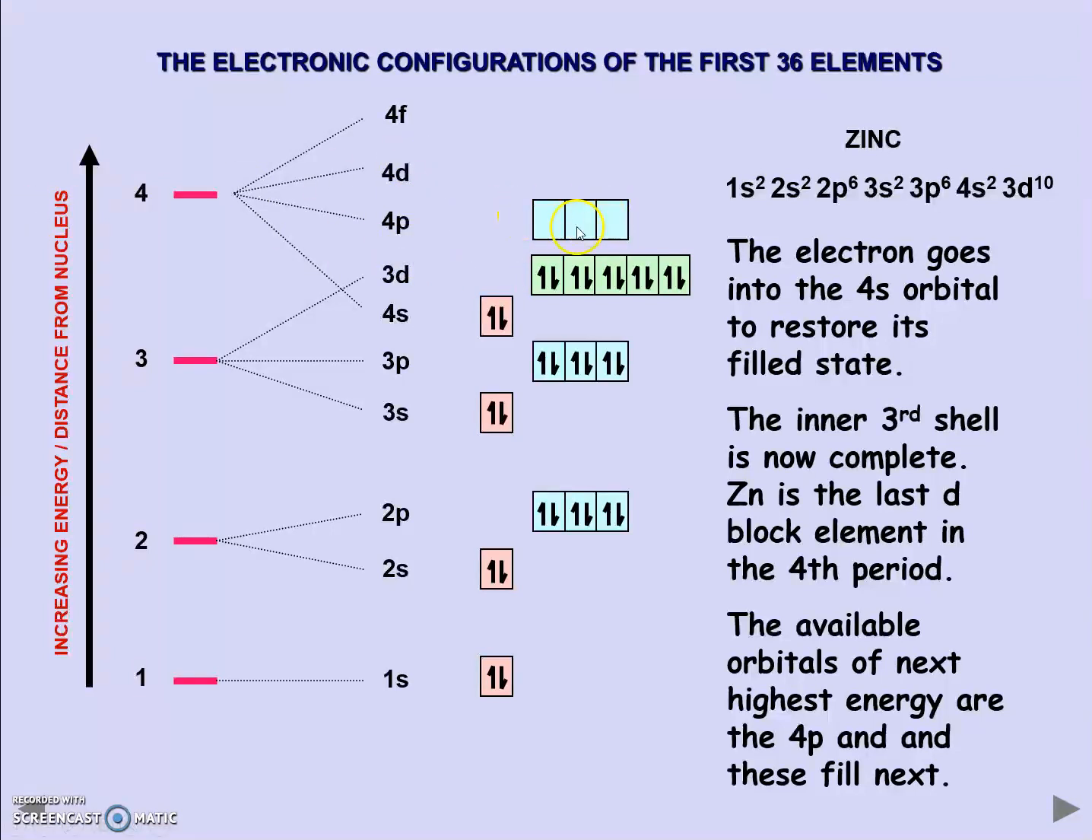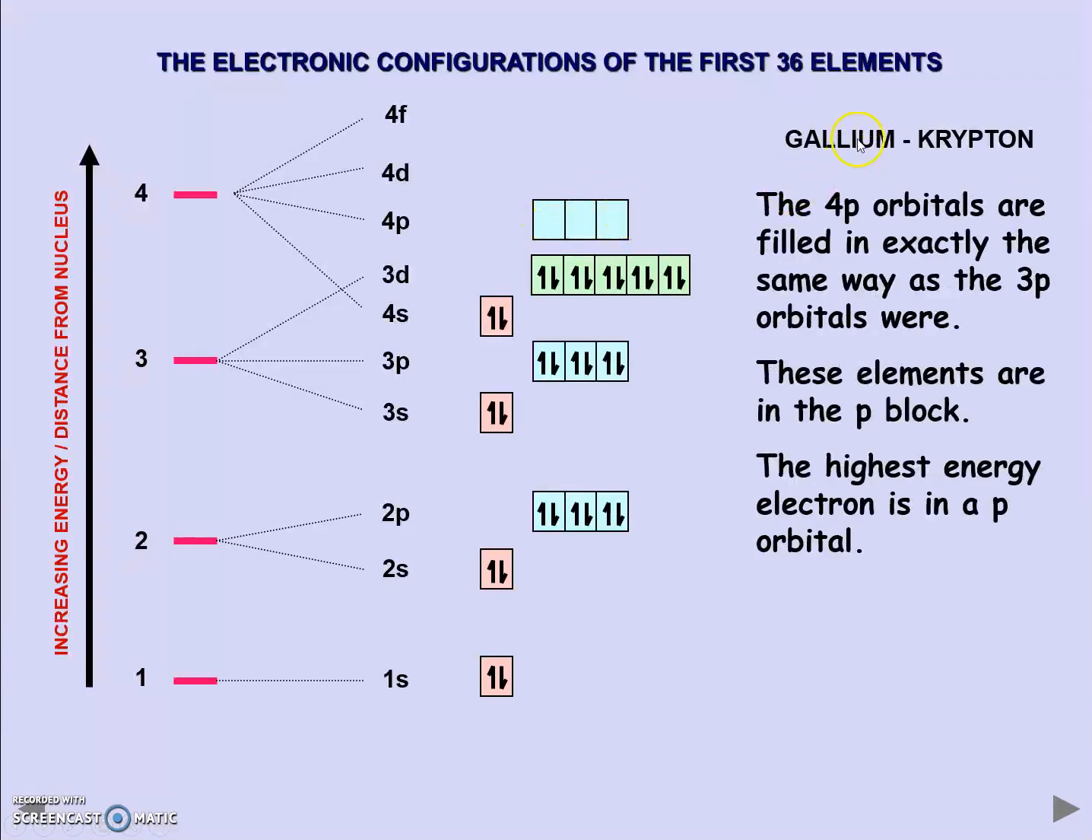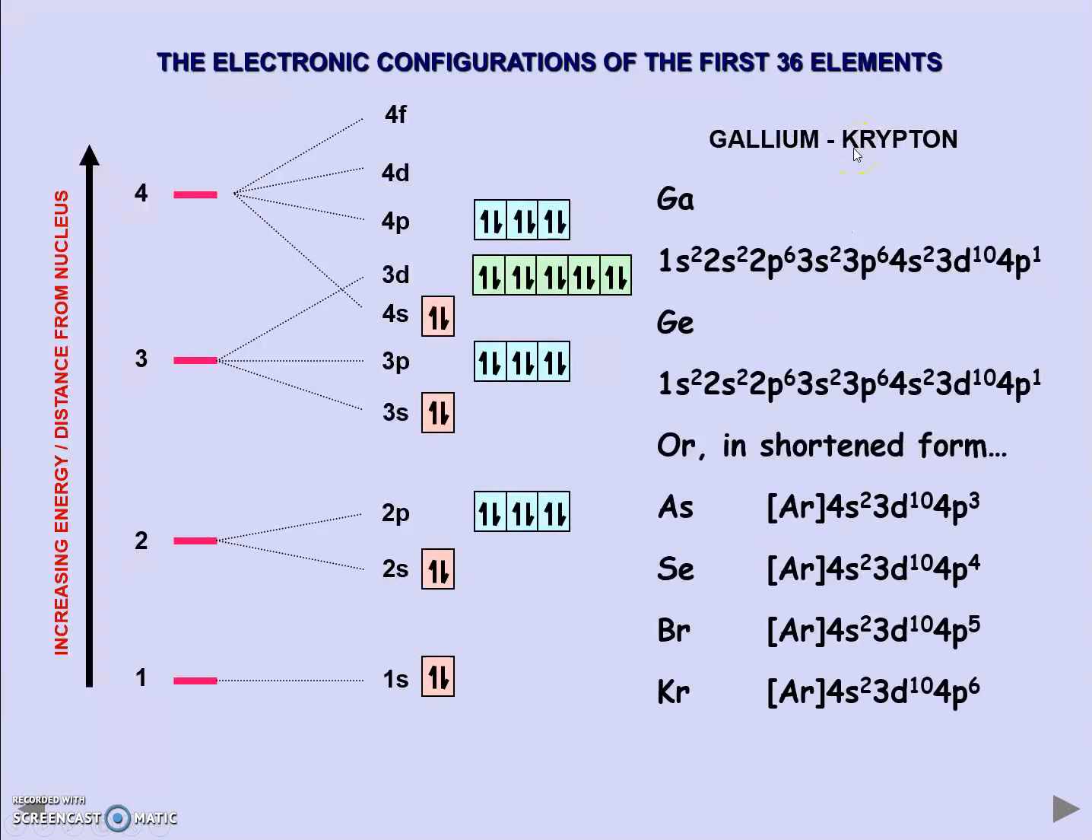Okay. The remaining orbitals in the 4p subshell, these will be filled up as such from gallium to krypton, and so you have these. So gallium will be 1s2, 2s2, 2p6, 3s2, 3p6, 4s2, 3d10, 4p1. Okay, sorry, that's a typo. Germanium should be 4p2.